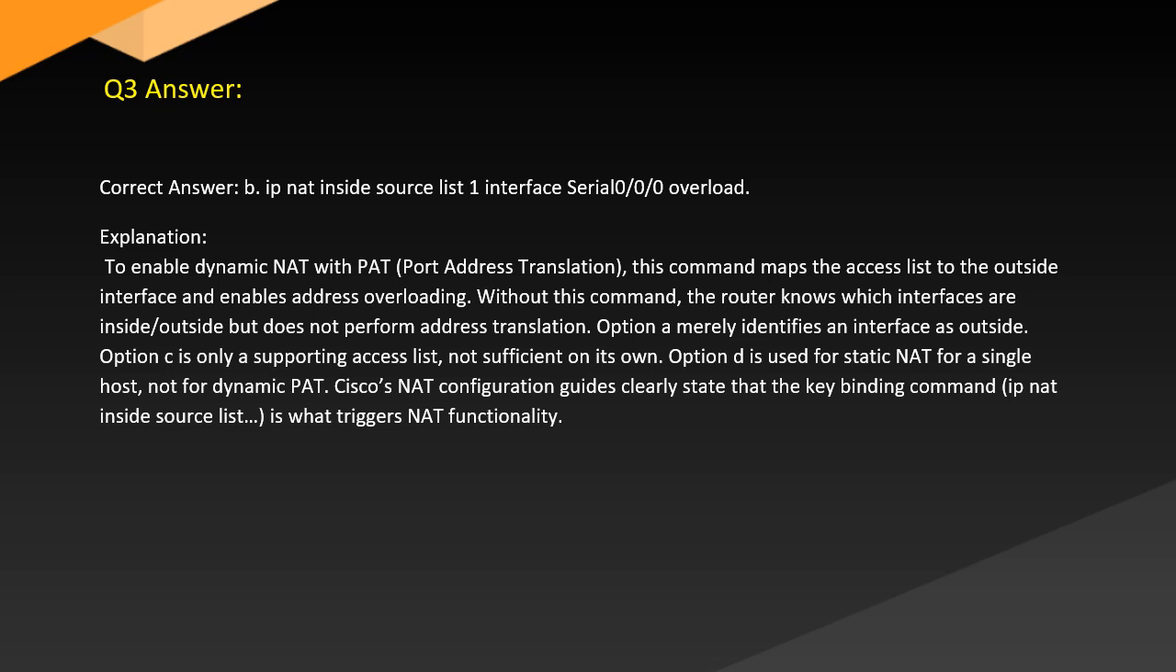Option C is only a supporting access list, not sufficient on its own. Option D is used for static NAT for a single host, not for dynamic PAT. Cisco's NAT configuration guides clearly state that the key binding command, ip nat inside source list, is what triggers NAT functionality.